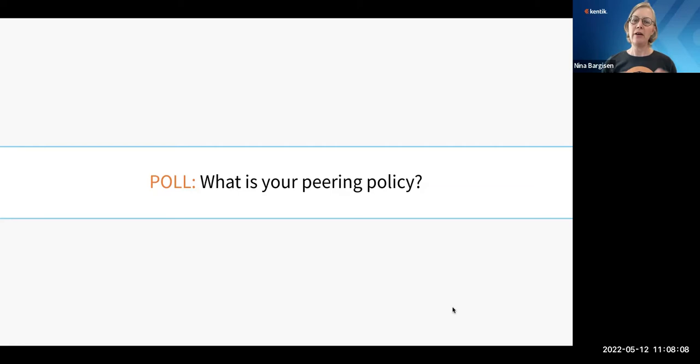It looks like we have mostly selective peering policies in the room, and a few who have a restrictive one. So nobody, luckily, has a non-existent one. That's great. All right, let's move on.